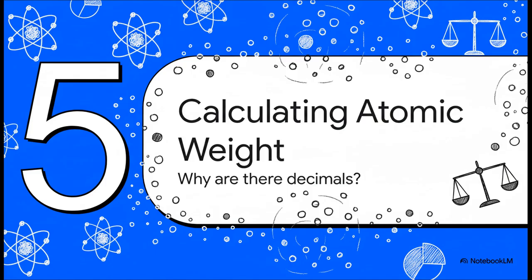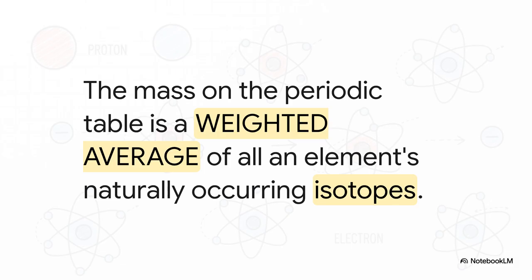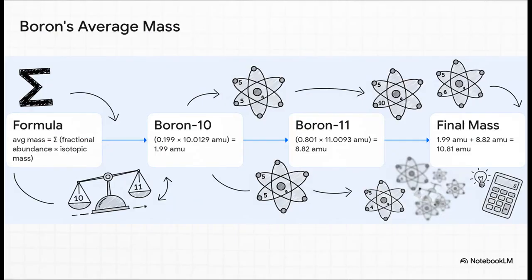All right, this next part solves a mystery that confuses a lot of people. We just said the mass number is a whole number, right? You're just counting particles. So why, when you look at a periodic table, are all the atomic masses these weird decimals? And the reason is pretty cool, actually. That number you see on the periodic table isn't the weight of any one single atom. It's actually a weighted average of all the different isotopes of that element, based on how common they are out in the real world.